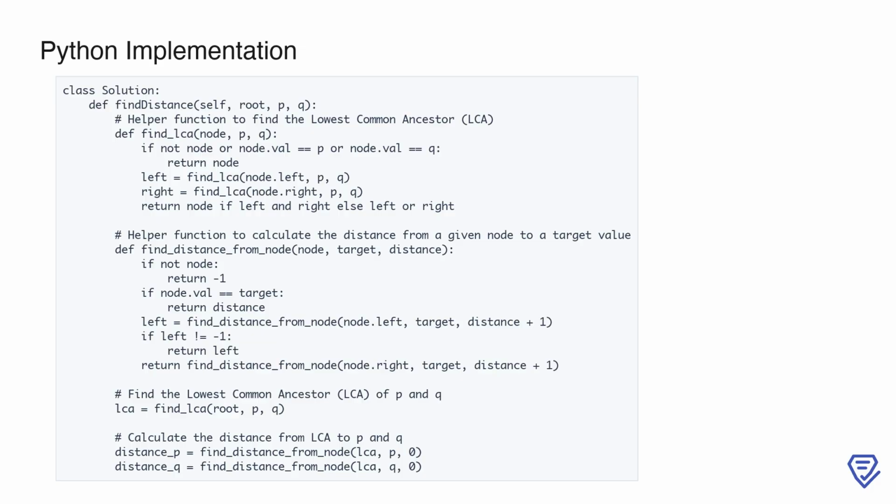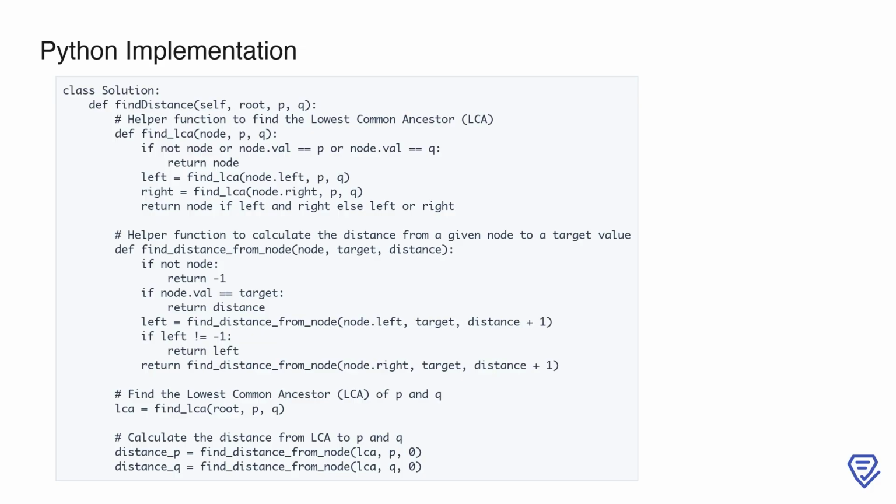The second helper function, find_distance_from_node, calculates the distance from a given node to a target node. Starting from the input node, it traverses the tree recursively while maintaining a counter for the distance. If the target node is found, the current distance is returned. If the target isn't on one side of the tree, the function continues searching the other side. With these two helper functions, we can now compute distances in the binary tree effectively.